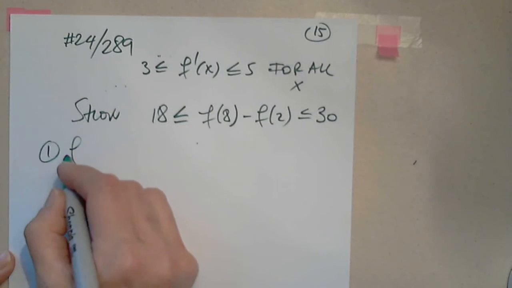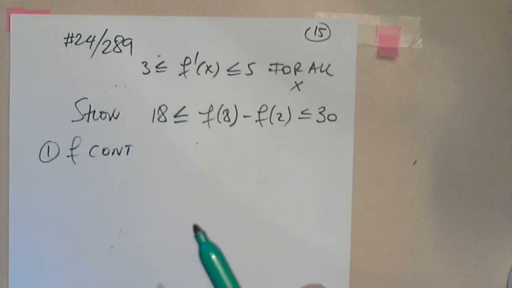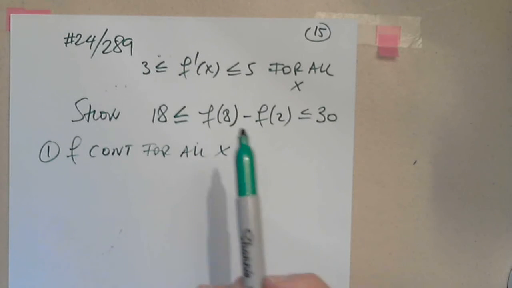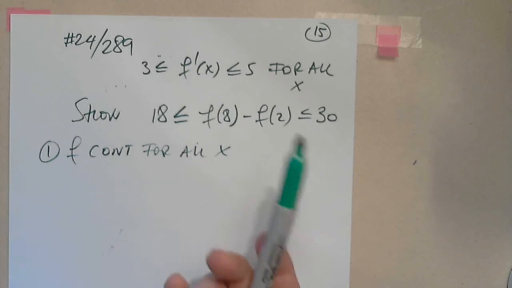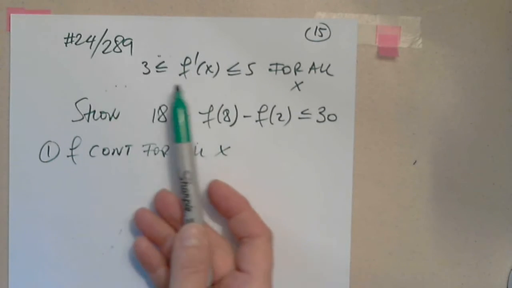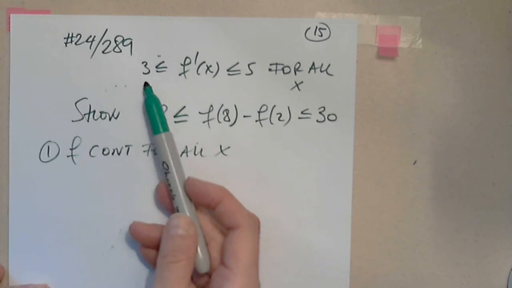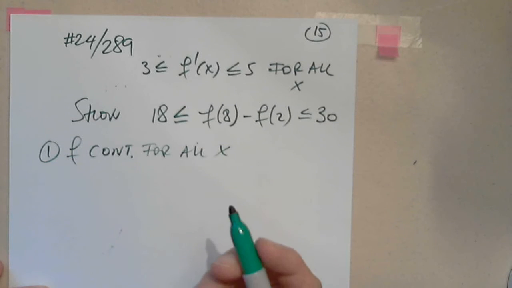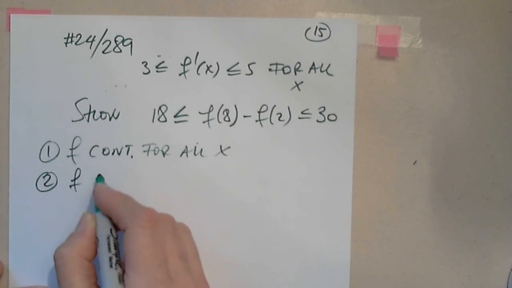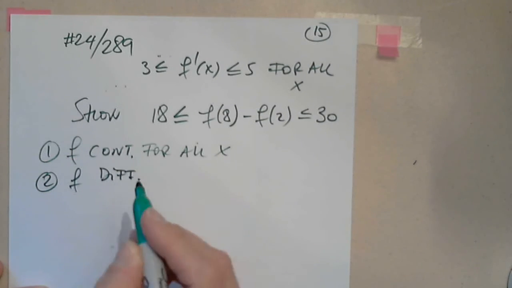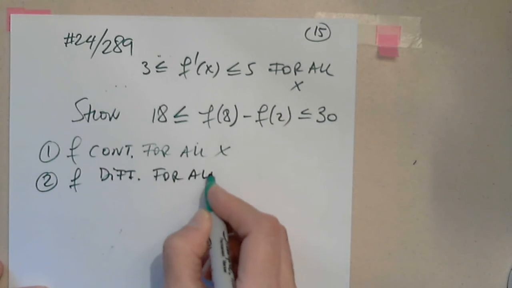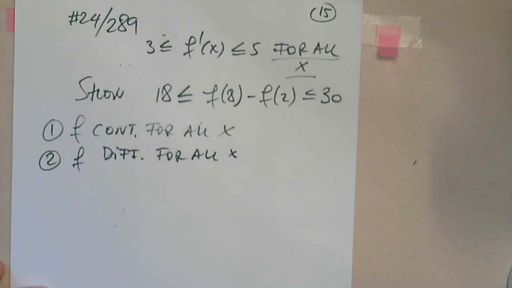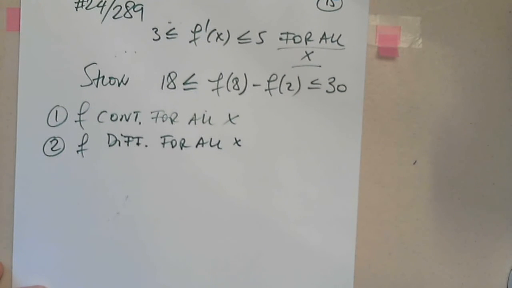So number one, f is continuous for all x, no doubt, because f prime exists and it's a number, it's squeezed if you want, or bounded by 3 and 5. So the function must be continuous for all x. And number two, the function must be differentiable also for all x, because that's what it says. So these are the hypotheses of the mean value theorem.